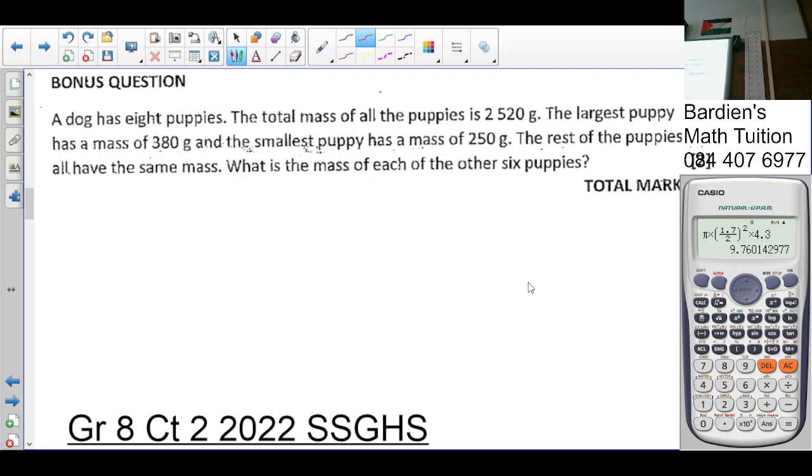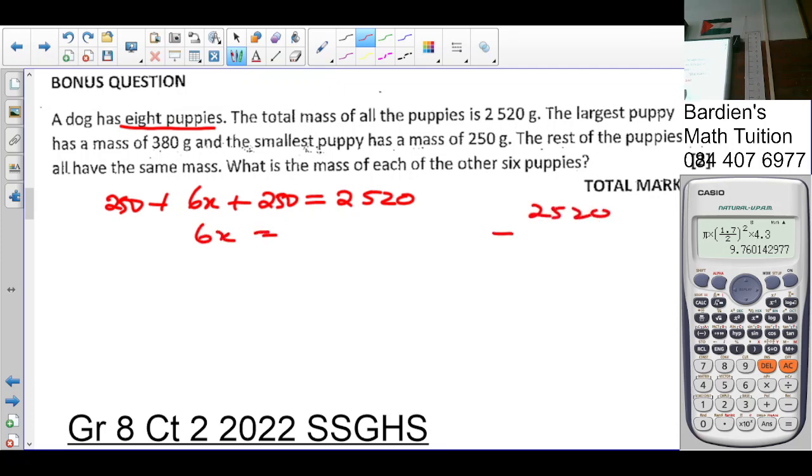So they have 8 puppies. The smallest has a mass of 250. So 1, 2, 3, 4, 5, 6 of the puppies have the same mass, or I can just say 6 times x, or 6x. And the smallest puppy has a mass of 250 grams, and it adds up to 2,520 grams. So that is simply 6x is equal to 2,520 minus 250.